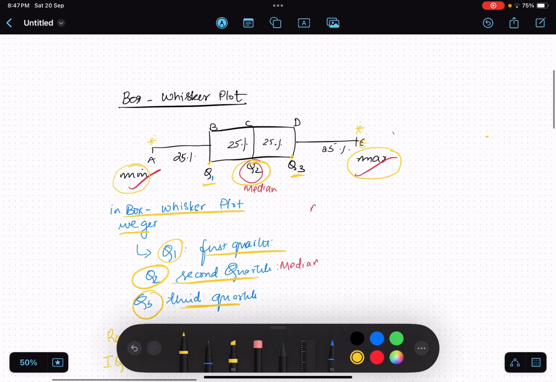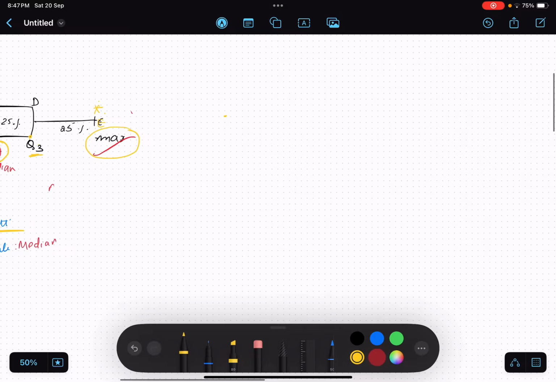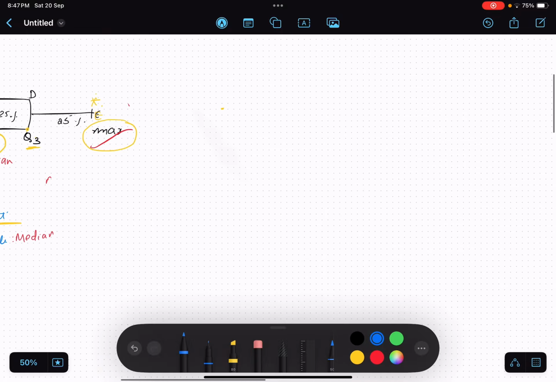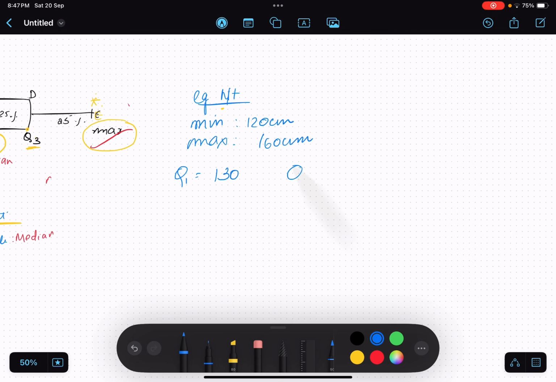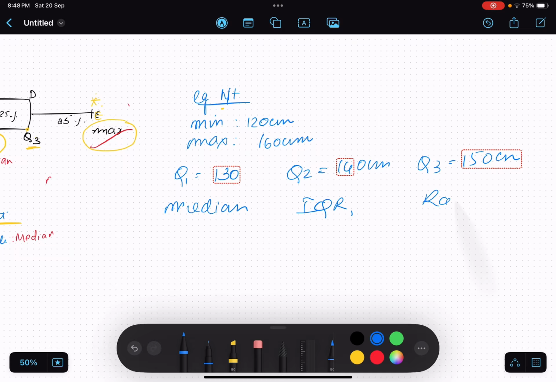All right, now I have given one example here. Okay, I'll write it. So you have an example of height distribution. The minimum height found was 120 centimeter, the maximum height found was 160 centimeter. q1, the first quartile, was 130 centimeter, the second quartile was 140 centimeter, and the third quartile was 150 centimeter. Find median, find interquartile range, and find the range.